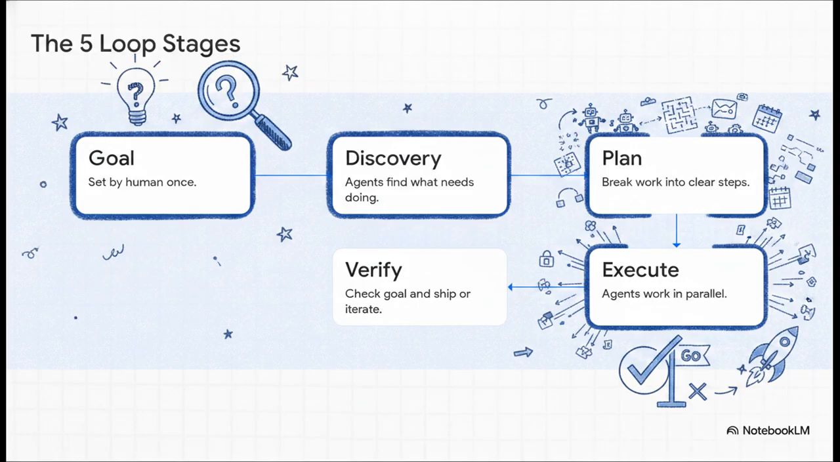Stage 4 is execute. And honestly, this is where things get wild, because execution can happen in parallel. You could spin out 15 different agents doing 15 different things at the exact same time. Finally, stage 5 is verify. A verification agent checks if the output actually accomplished the goal. If it did, it ships. If not, the loop iterates and tries again.